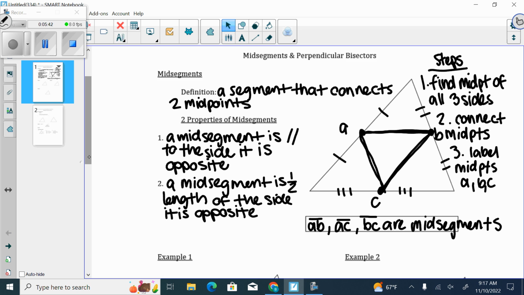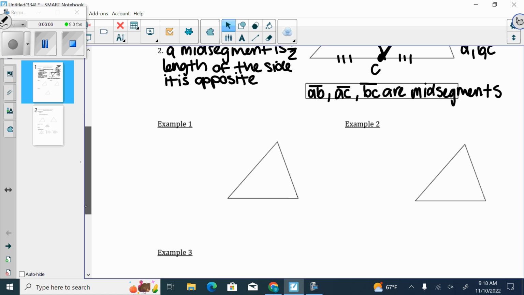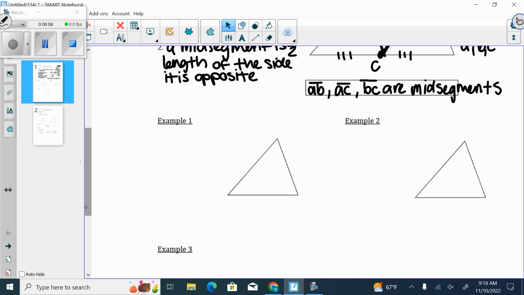All right, typically you will not be asked to draw the midsegment yourself. What's going to happen is they're going to give you a figure that has some midsegments in it, and then they're going to ask you to solve for missing pieces using these two properties right here, okay? So on the two or three figures below, we're going to fill in the information that would be given to you in a question, and then we'll solve it, okay? So on example 1, let's say that you were to put a midpoint here and here, and you draw in your midsegments.